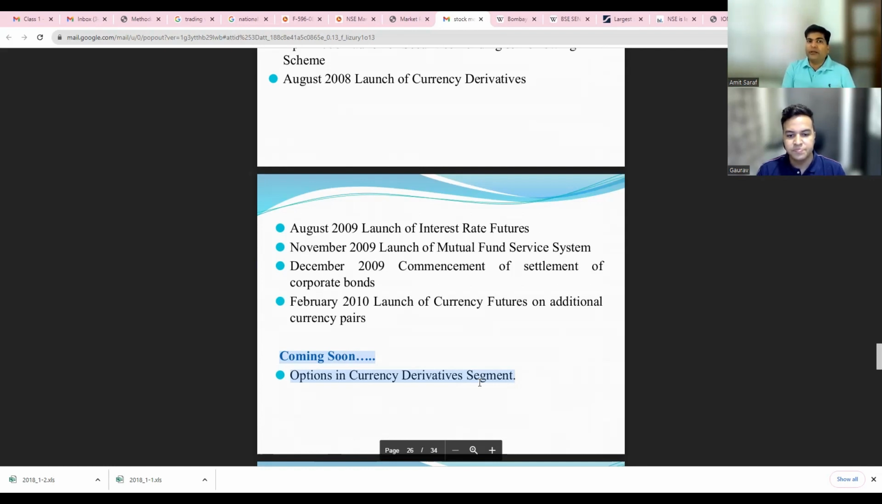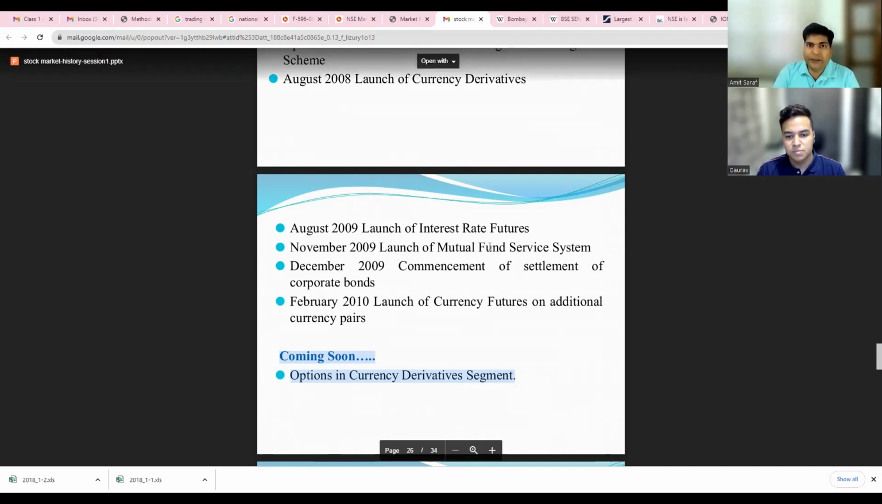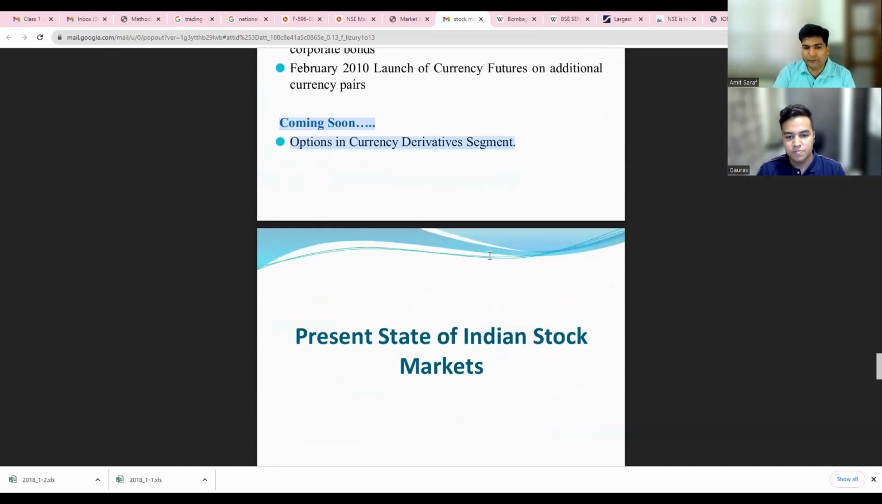So earlier there used to be month-long expiry. The last Thursday of the month used to be the expiry of all those options and futures contracts, but then weekly expiries were introduced. That means the expiry was happening every week. So that was also a very interesting development for individual traders.